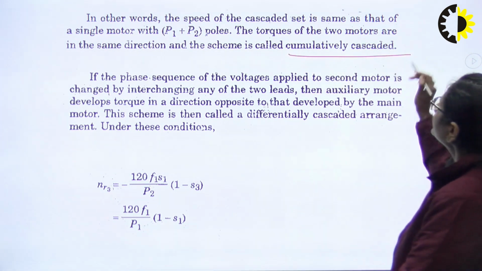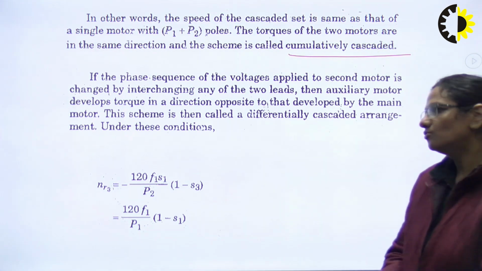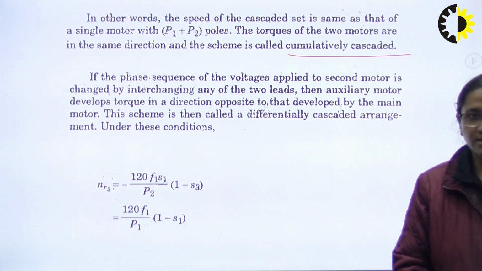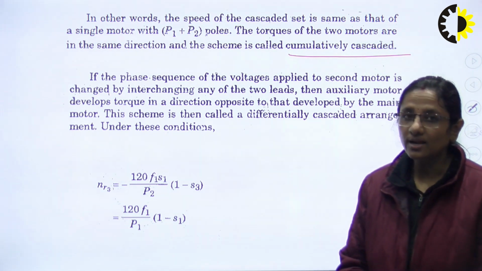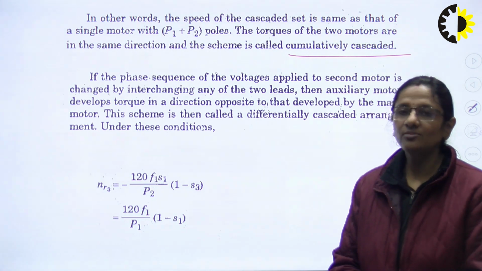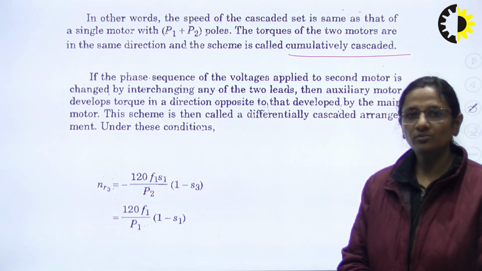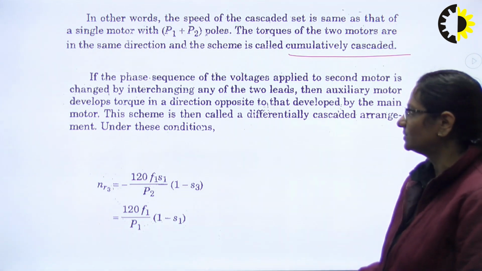and hence this scheme is said to be the cumulatively cascaded scheme. Now, let us consider that the phase sequence of the voltage applied to the second motor is reversed. If we reverse the phase sequence of the supply given to the auxiliary motor, let us see what happens then. What would be the new possible operating speed of the setup?